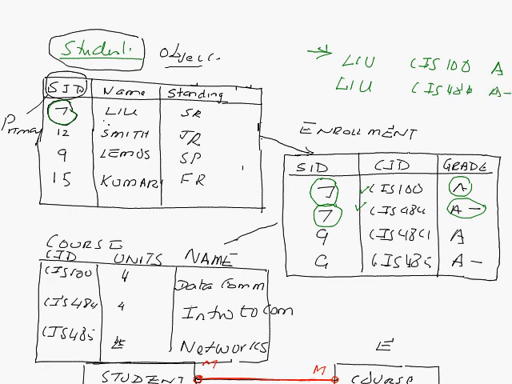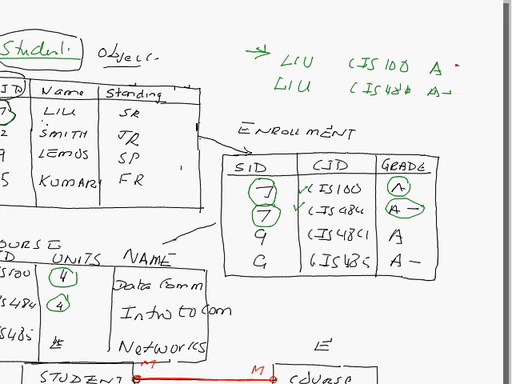If you want more information as to the number of units of each of these courses, we can go in here and find that CIS 100 is four units. So we could also print that information like this, now with four units. So here we have obtained the information from three different tables, and this is how a relational database management system operates.